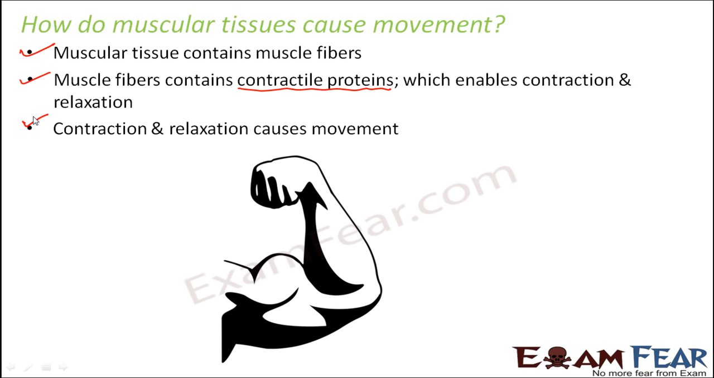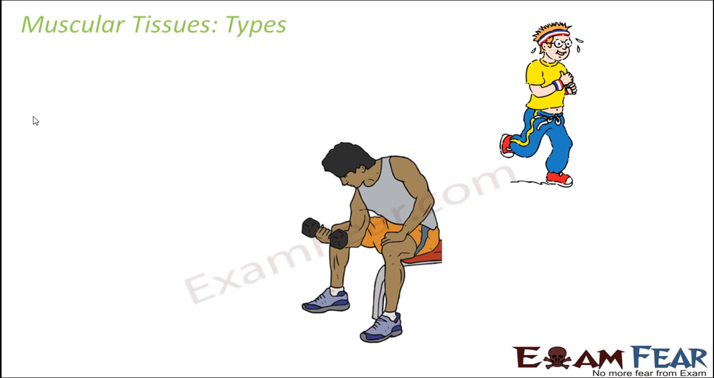In order to understand all this, we first need to get a very good understanding of the structure of the muscular tissue. What are the muscle fibers? What are they made up of? What are these contractile proteins, and what is their structure? We need to understand all these facts. Only then can we understand the concept of muscle contraction. So that is what we will do. Before that, let us quickly look at the different types of muscular tissues. Muscular tissue is just another term for muscle.